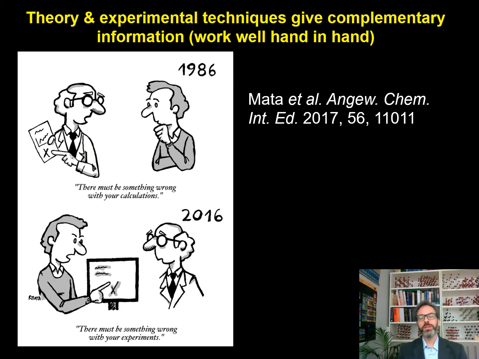But it is important to mention that even though we have a more balanced relationship these days between theory and experiment, this does not mean that every result that we obtain with density functional theory, or even with a composite ab initio method, is necessarily correct. And we always have to make sure that we are obtaining the right answer for the right reason.